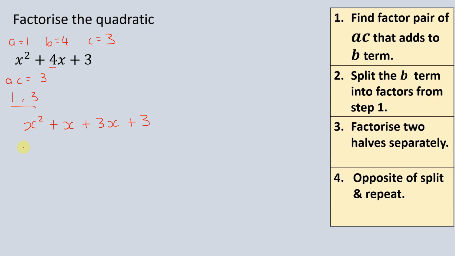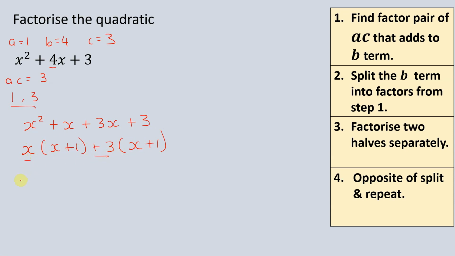Next step is to factorize. We're going to factorize x squared plus x. That gives us x outside the bracket and x plus 1 inside the bracket. And we need to factorize 3x plus 3. That gives us 3 outside the bracket and x plus 1 inside the bracket. The next step now is to undo the split and repeat.